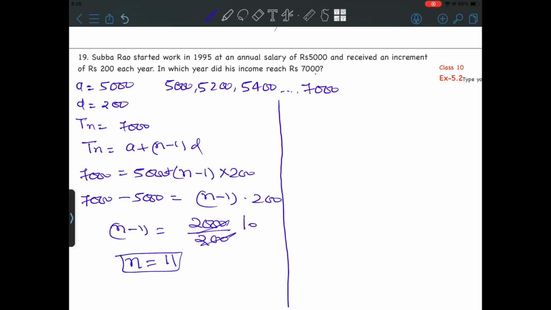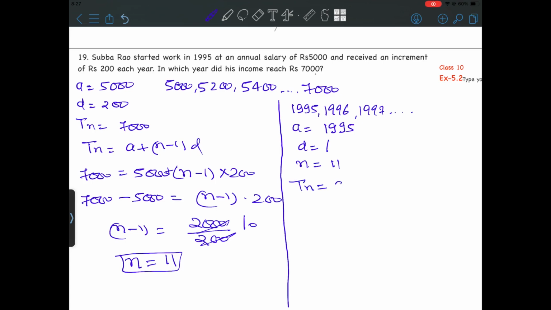So now what is the way to find out what is the year, right? Either you can do it manually, or you can also use the AP here. How can we use the AP here? The first year when he started working is 1995, and because every year there is an increment in salary, the next term in the series will be 1996, and the next will be 1997, like that, right? Okay. So we have made the AP of the years, and in this AP, the first term is 1995. Common difference is 1 because every year he gets an increment, and the value of n is equal to 11. Now let's find out the year in which his salary becomes 7,000 rupees.